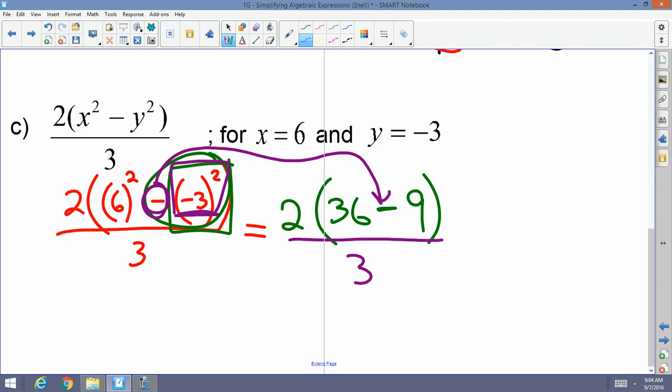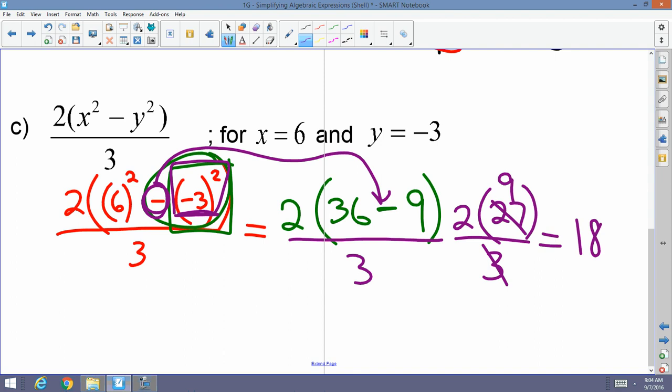So I've got 2 times 27, 36 minus 9 is 27 divided by 3. Make your life easy. You could say to yourself 2 times 27 divided by 3, or 27 divided by 3, that's 9, times 2 is 18.